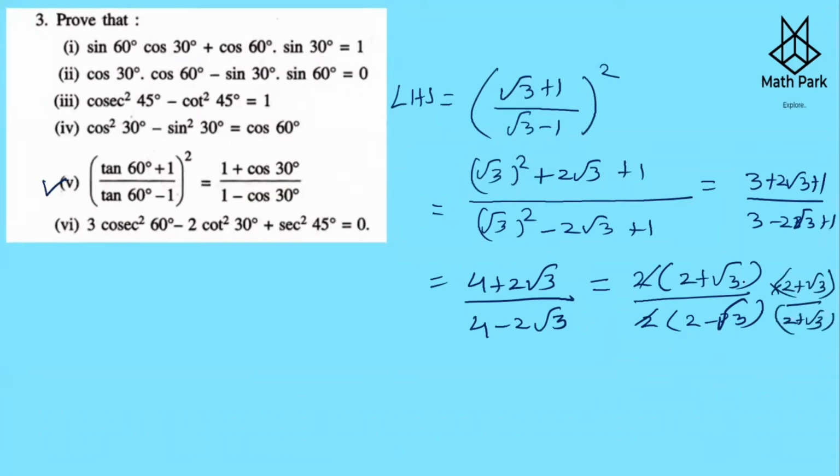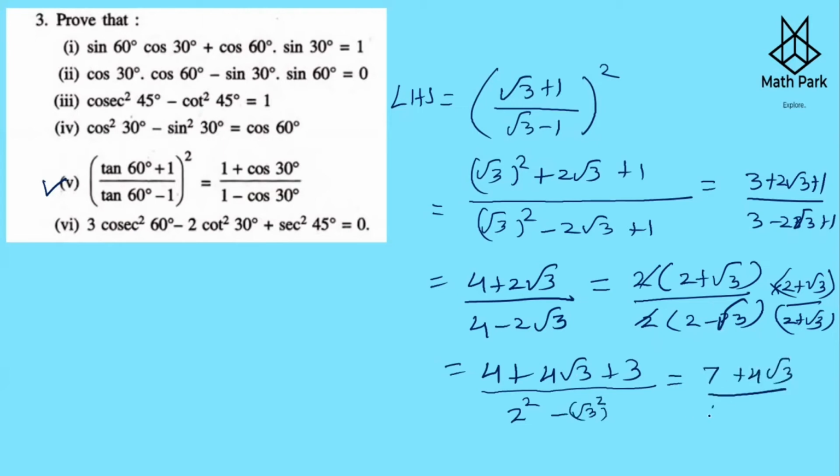So when we multiply this, 2 plus root 3 the whole square is going to be 2 square, which is 4, plus 2ab, that is 2 2s are 4, so 4 root 3, plus b square, that is root 3 square is going to be 3, upon a square minus b square, since a minus b into a plus b is a square minus b square, that is 2 square minus root 3 square. So which is 4 plus 3 is 7 plus 4 root 3 upon 2 square is 4 minus root 3 square is 3. So 4 minus 3 is 1. So our answer is 7 plus 4 root 3. LHS has 7 plus 4 root 3.